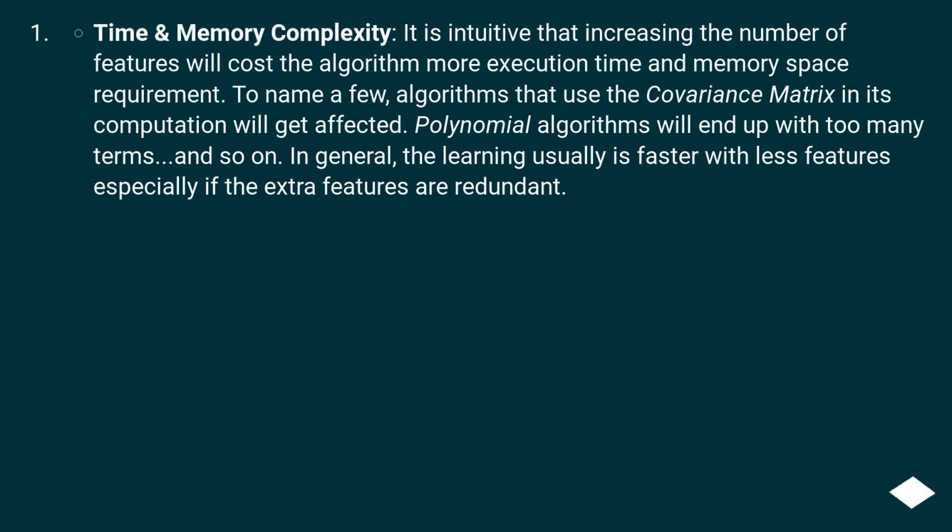Time and memory complexity. It is intuitive that increasing the number of features will cost the algorithm more execution time and memory space. To name a few, algorithms that use the covariance matrix in their computation will get affected. Polynomial algorithms will end up with too many terms, and so on. In general, the learning usually is faster with fewer features, especially if the extra features are redundant.